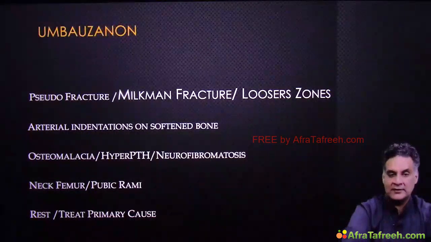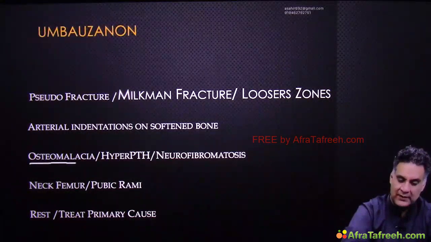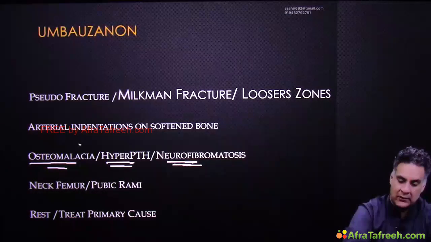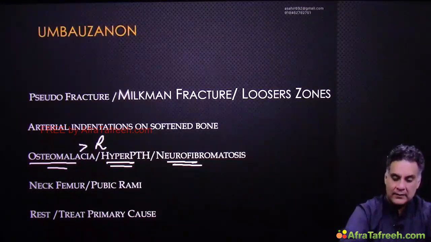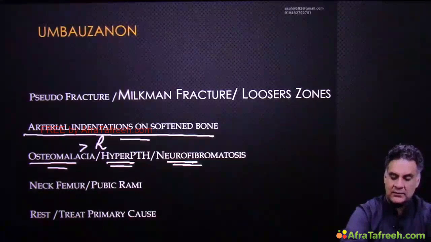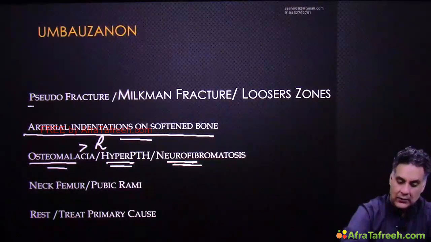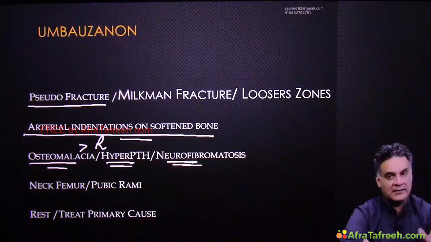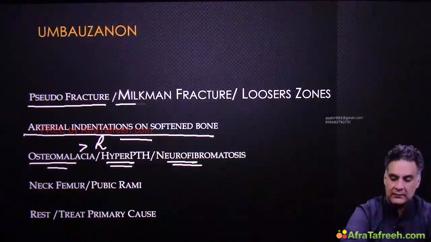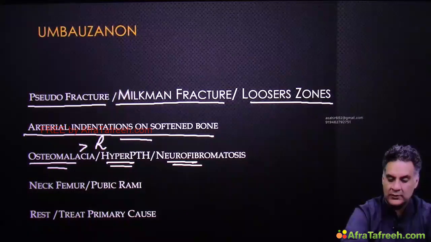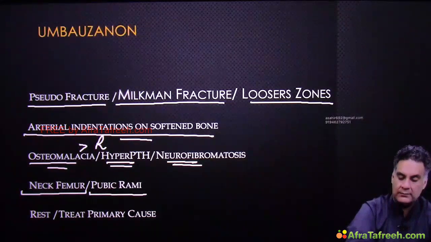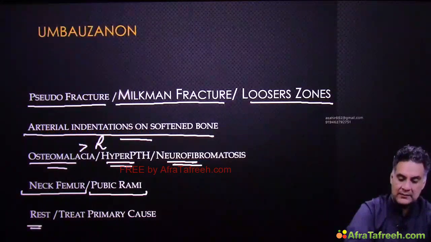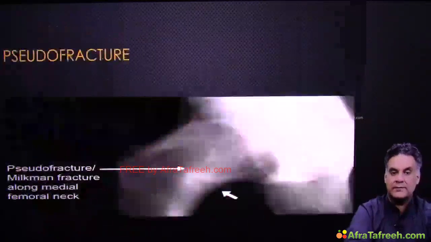Bone softening disorders include osteomalacia, hyperparathyroidism, neurofibromatosis, or rickets, but less commonly than osteomalacia. The bones are weak. The arterial pulsation will cause indentation on the soft bones. They are called pseudo-fractures. They are not fractures, just indentation of the cortex. Milkman fracture or Looser zone. They are classically seen around the neck of the femur or the pubic rami. Treatment is rest and treating the primary cause.